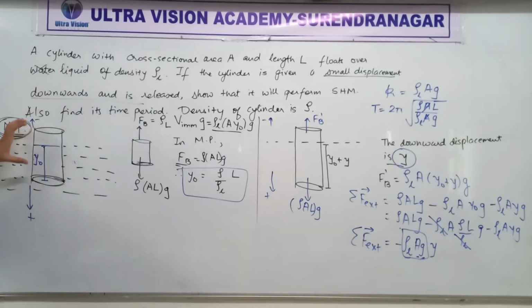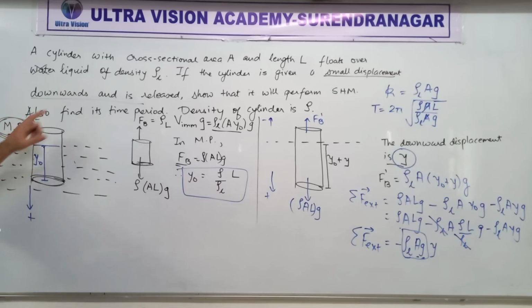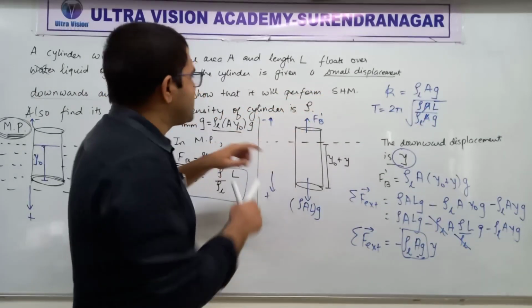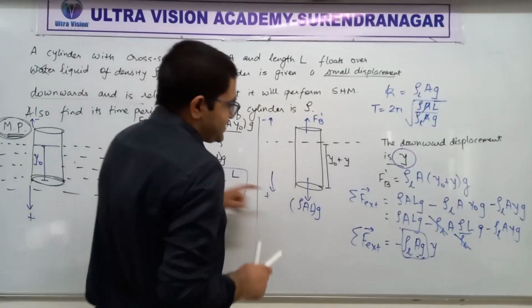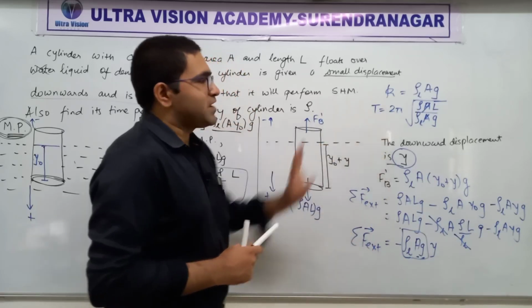Right, where there is some object and it is in equilibrium. Obviously, if you don't do anything, it's just going to remain in equilibrium like this. So we found out what y0 will be, and then we see that if we push it downwards, if we tap it or if we dip it inside and release it, then it will start going up and down. So there will be SHM. Right, that's what we have proved. Show that this will perform SHM. Yes, this is SHM. Clear? And then we found the time period.